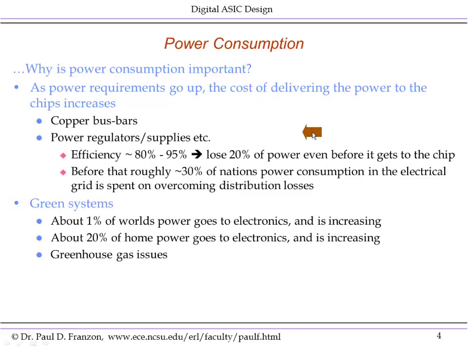In addition, you have to get through a power supply, you have to do down conversion. This robs efficiency depending on the details, and the grid itself is inefficient as well. Finally, and of course not least, electronics is a significant portion of the world's total energy budget, and if we can reduce it, we can have some impact on global warming and other factors like that.